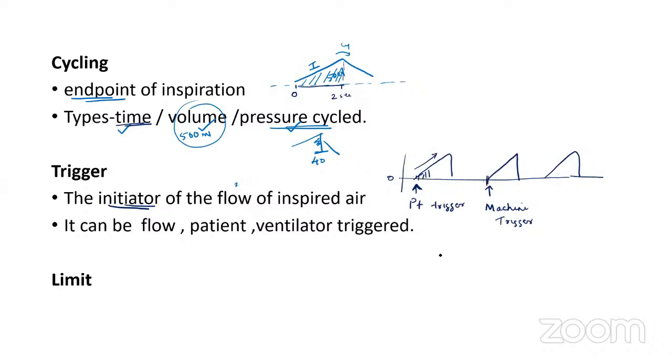Say, for example, in a 1 minute cycle, if we keep 10 seconds as a triggering time, then at the end of every 10 seconds a breath will be delivered. At 10 seconds, 20 seconds, 30 seconds, 40 seconds, you will get a trigger. This is called machine triggering. Machine trigger is mostly a time trigger, while patient triggering is mostly a flow or a pressure trigger. So that is a general idea.